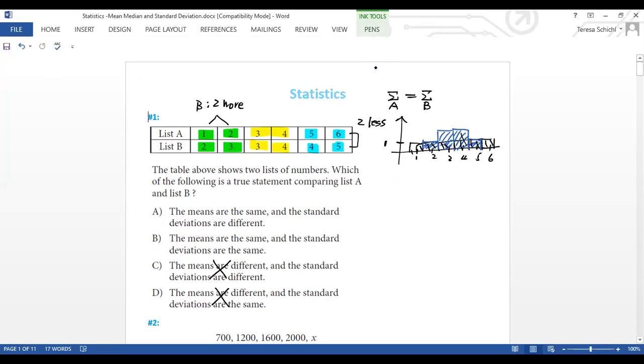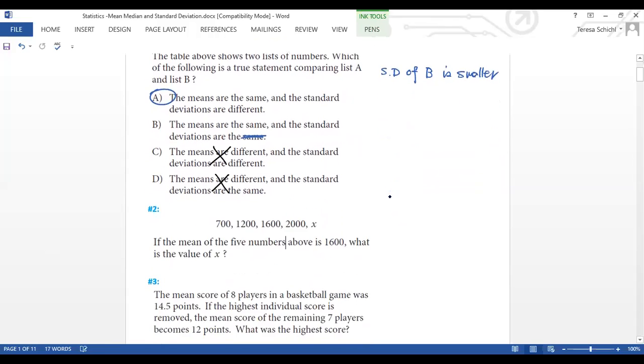So which one has the smaller standard deviation? The standard deviation of B is smaller, right? So that's why, and what are the answers here? The A's here say the standard deviations are different. That's correct. Then the B's say the standard deviations are the same. So that's not true. So A is the answer here. All right, so this is problem number 1. Like I said, they don't really want you to put it into the calculator. If you are fast, you can put it into the calculator, you can do that. But in here, if you just look at the data, you should be able to get it.